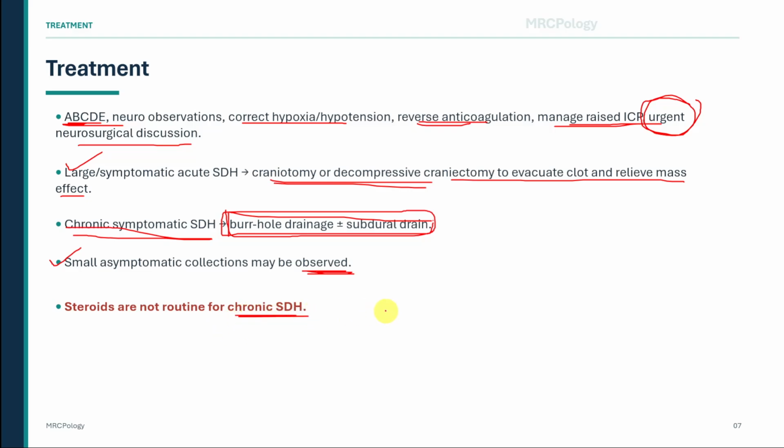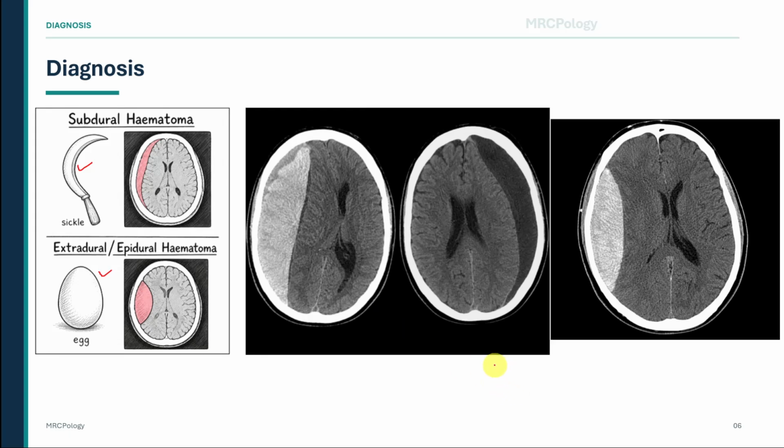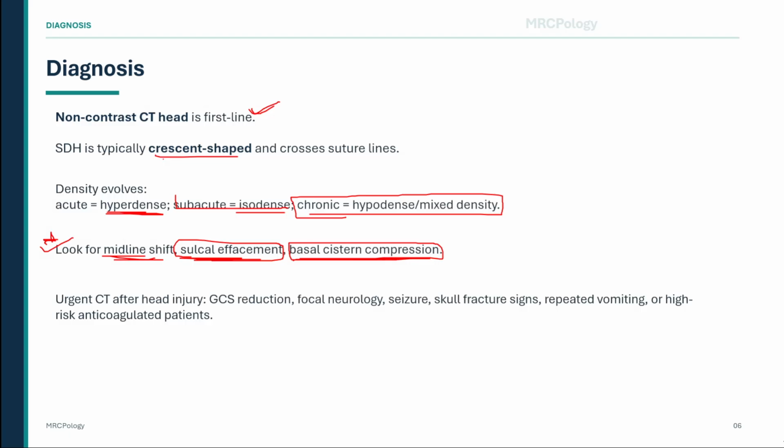If you remember one thing, remember this. Subdural hemorrhage is usually venous bleeding from torn bridging veins, forming a crescent-shaped collection that can cross suture lines. Extradural hemorrhage is usually arterial, classically from the middle meningeal artery, forming an egg-shaped collection limited by suture lines.